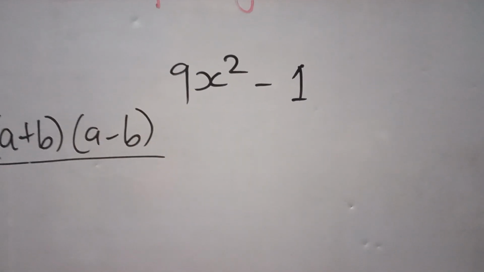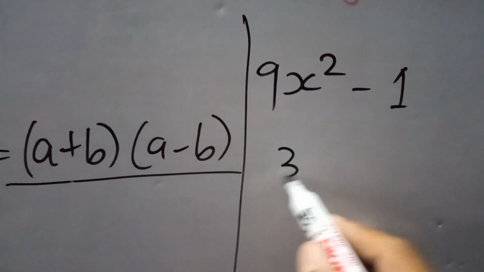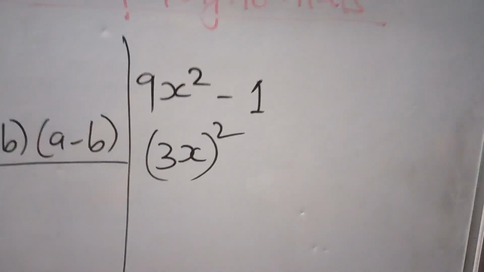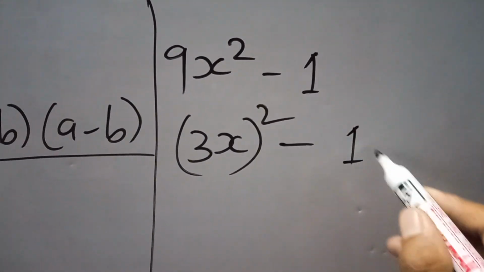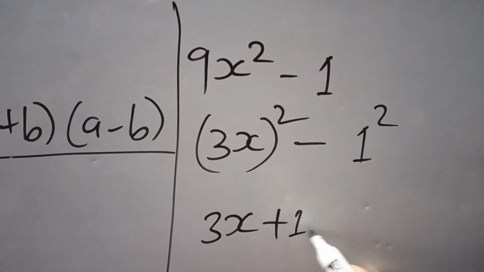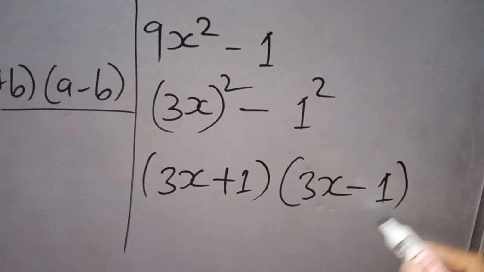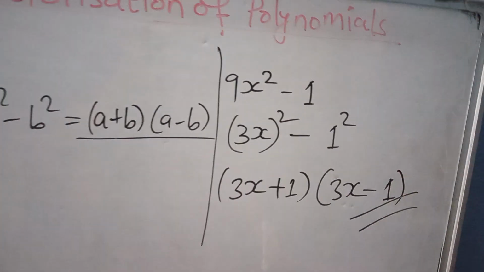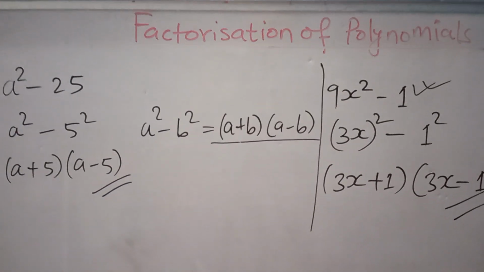Here I have written another question, 9x square minus 1. This also follows the same process. Here it is a little bit different. Here we have to put 3x in the brackets, not only 3, not only x, 3x in the bracket like this, 3x square minus 1 square. So a plus b, that is 3x plus 1, a minus b, that is 3x minus 1. Now we get two factors, like this 3x plus 1 and 3x minus 1 for this 9x square minus 1.